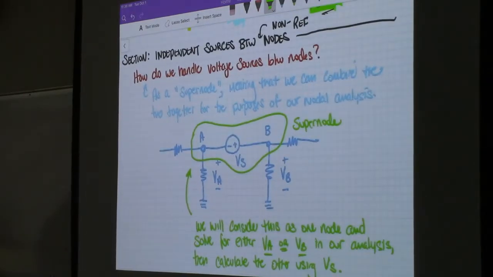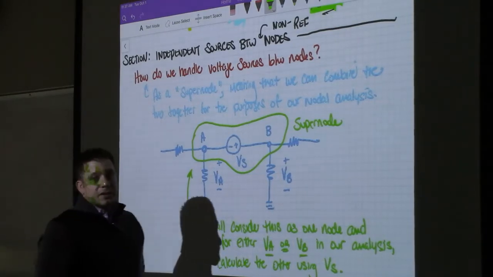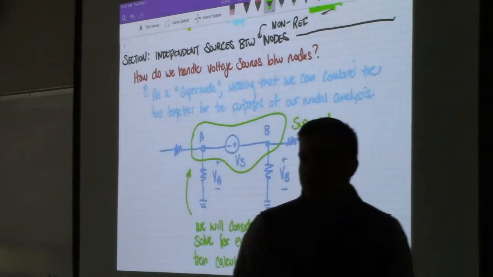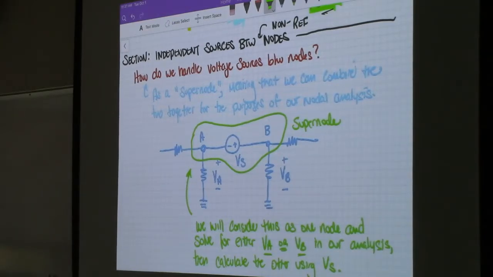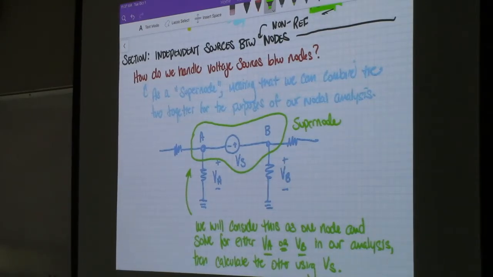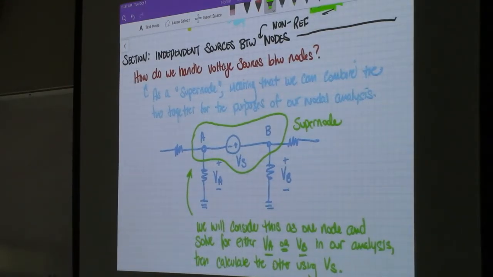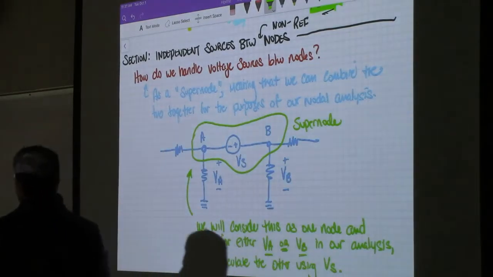Okay. So now, we've talked about, or at least we've given one example of how to handle independent sources between reference and non-reference nodes. But the fourth out of the 5 cases, remember we said there was 5: independent current sources only, dependent current sources, independent voltage sources between non-reference and reference nodes. This is the 4th one. Independent voltage sources between non-reference nodes.